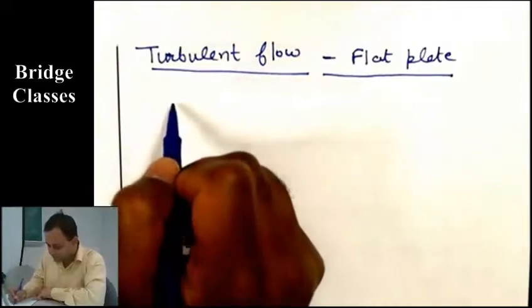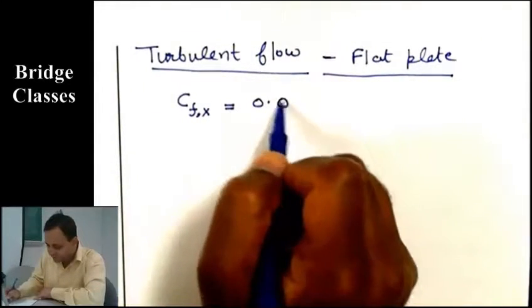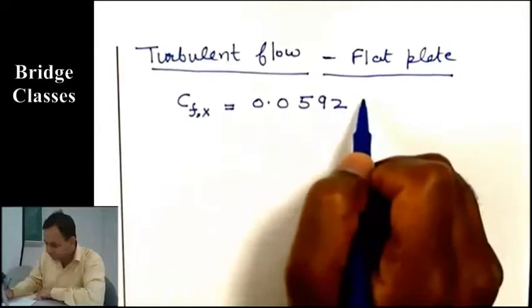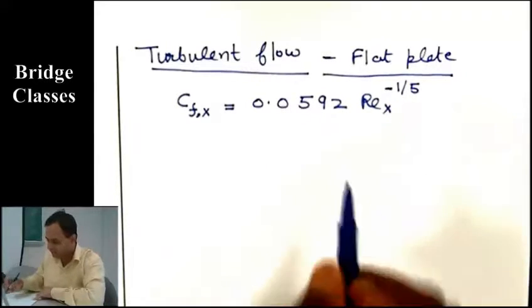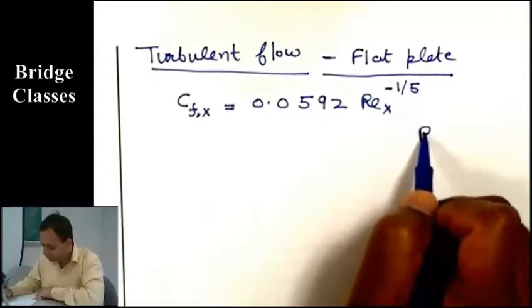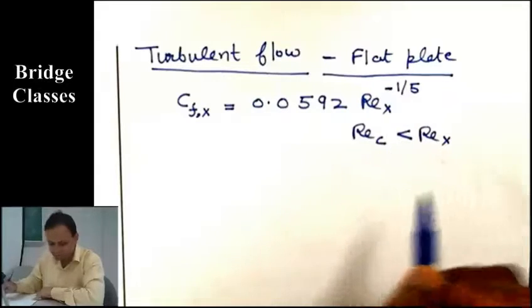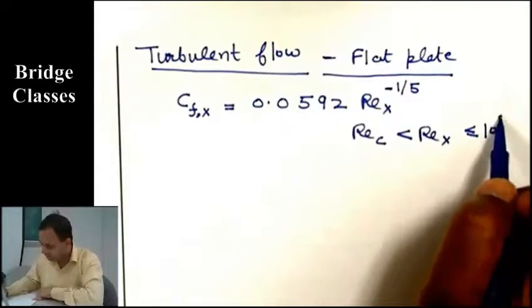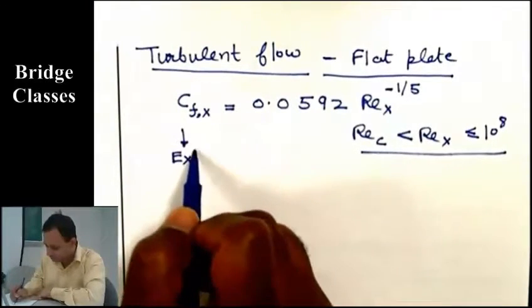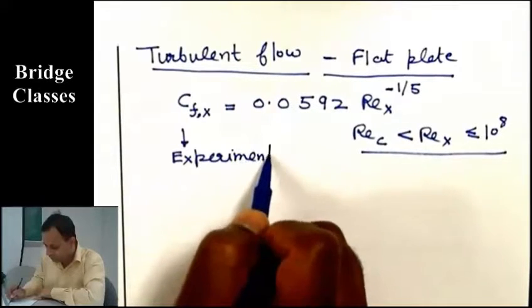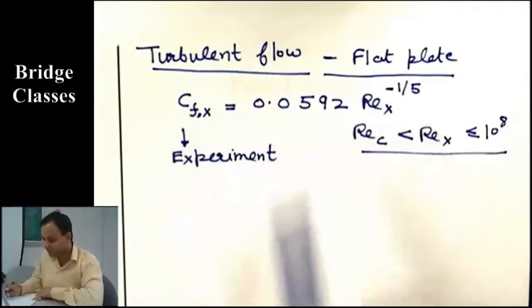We have this experimental correlation that Cf is 0.0592 times Reynolds number to the negative 1 over 5. And this correlation is valid for Reynolds number greater than the critical Reynolds number, so that the flow is turbulent, and less than 10 to the 8. Okay, so this is an experimental correlation for flow over a flat plate, the local friction coefficient in the region where flow is turbulent.